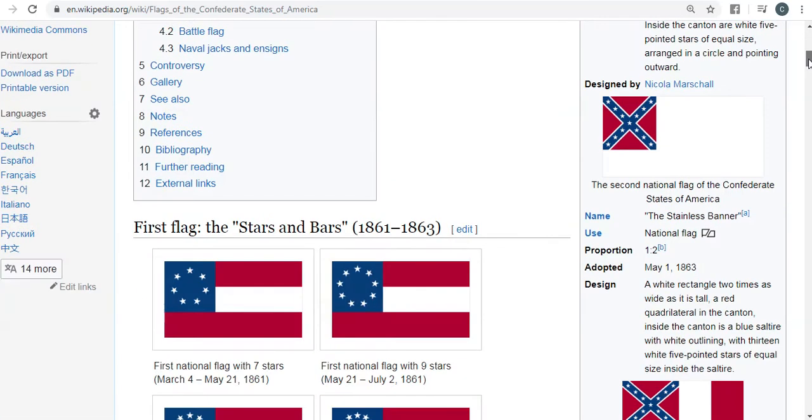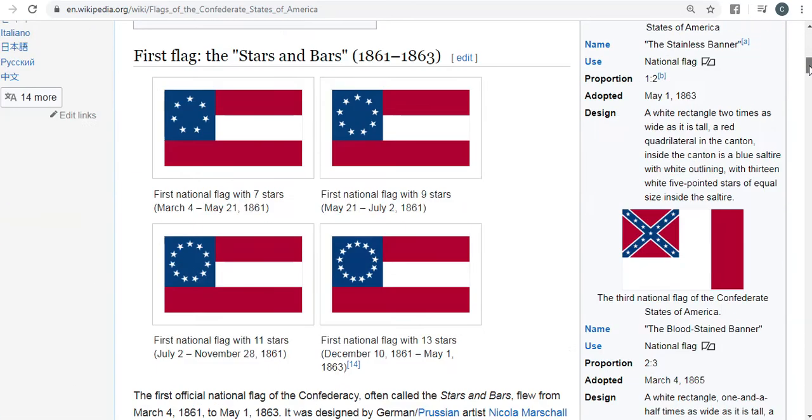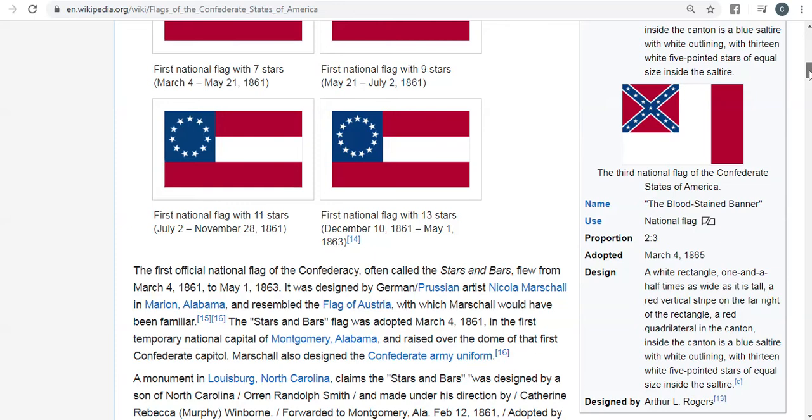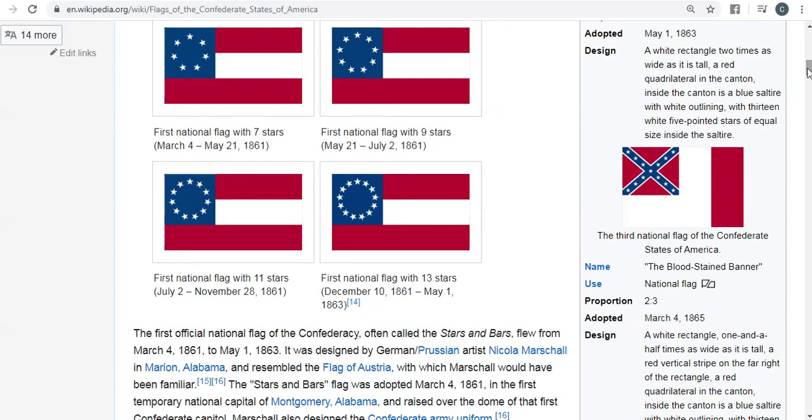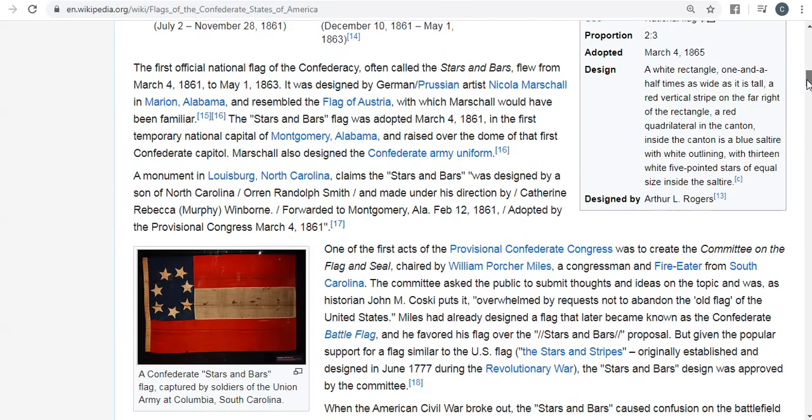Okay. And let's read about that. They had one with 7 stars. Okay, I see why that is, because there were only 7 states at the time. And then, they kept adding states. That makes sense. Okay.